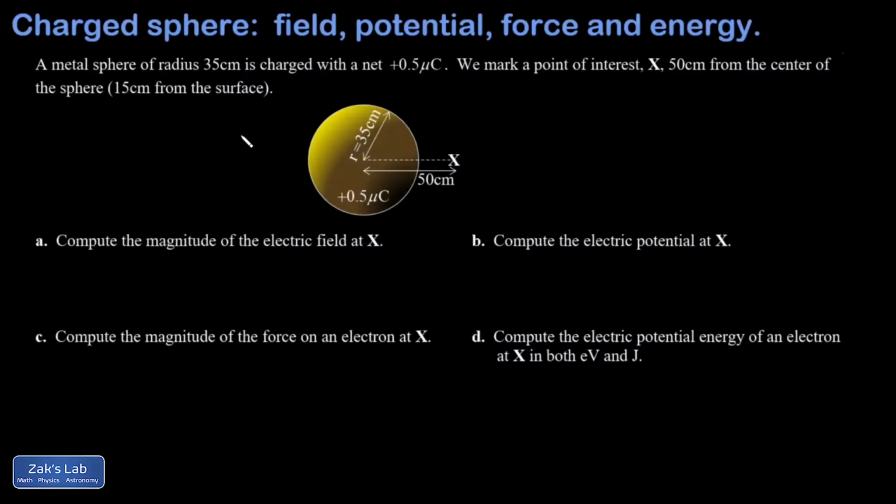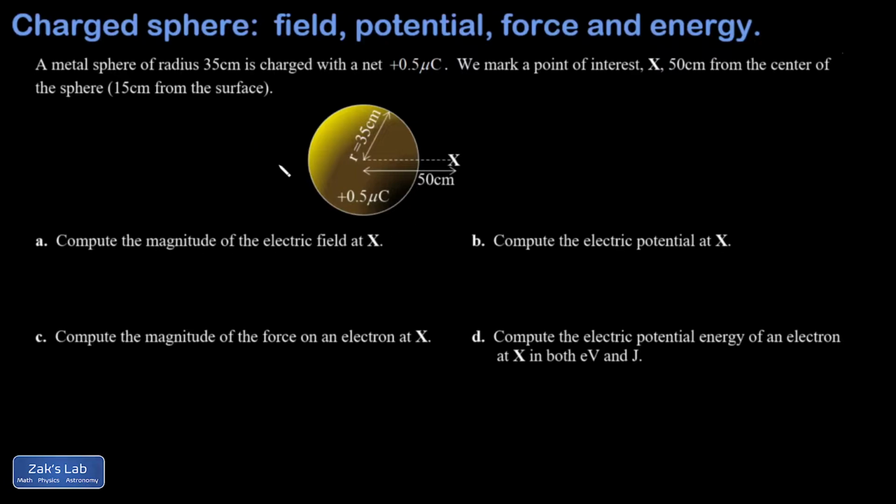In this example, we have a charged metal sphere with half of a microcoulomb of charge on it. And we're interested in the magnitude of the electric field and the electric potential at a certain distance from that sphere. And then we're going to find the magnitude of the force on an electron at that point and the electric potential energy of that electron.